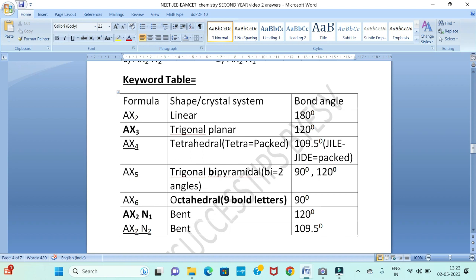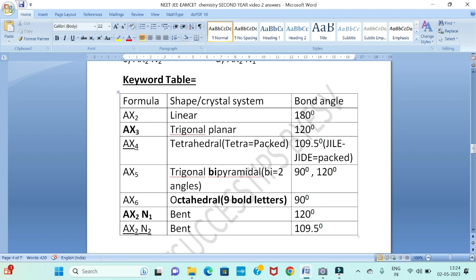So, shapes, how can you remember? AX2, the bond angle is 180, so it is automatically linear shape. Okay? AX3, 120 degrees. So 3 times 120, total 360 degrees. In a circle, if you cut 180 degrees, one line will cut it in half. So linear is 180 degrees. In a half circle 180, the other half circle 180, total 360 degrees in a circle.